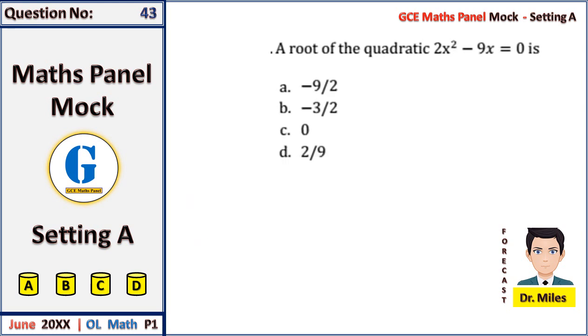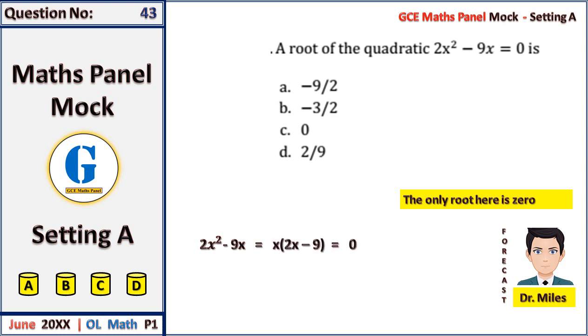A root of the quadratic equation 2x squared minus 9x equals 0 is, the only root here is 0. We observe that when we factorize, we have x into 2x minus 9 equals 0. x equals 0 or x equals 9 on 2. The only answer that's shown as an alternative here is 0.